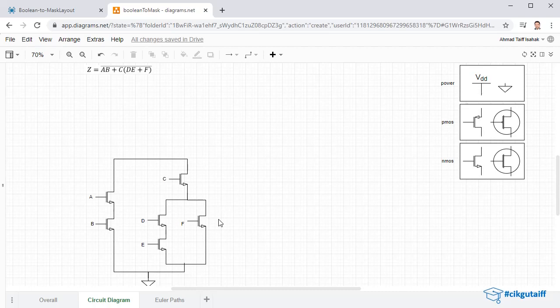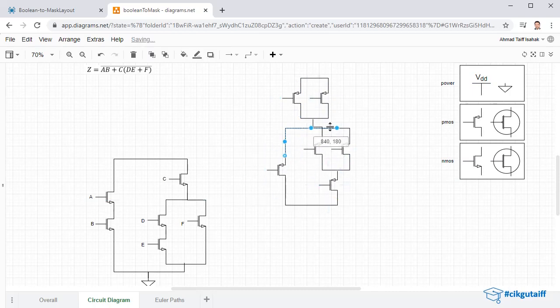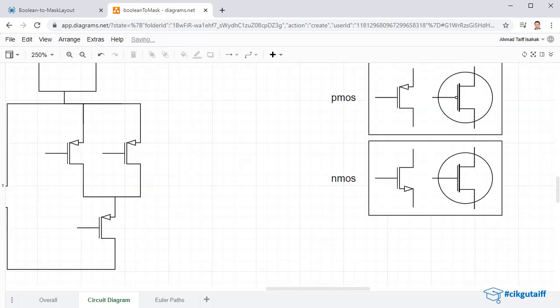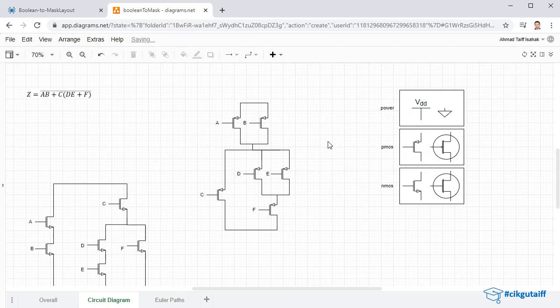Now that we've done the NMOS side of the circuit, let's do the similar thing for the PMOS side. For the PMOS, it is the exact opposite of what is done in NMOS, meaning that wherever you have an AND, it is a parallel connection, and wherever you have an OR, it is a series connection. So let's do that for PMOS. All right, so we need to add a VDD on top of our PMOS network.